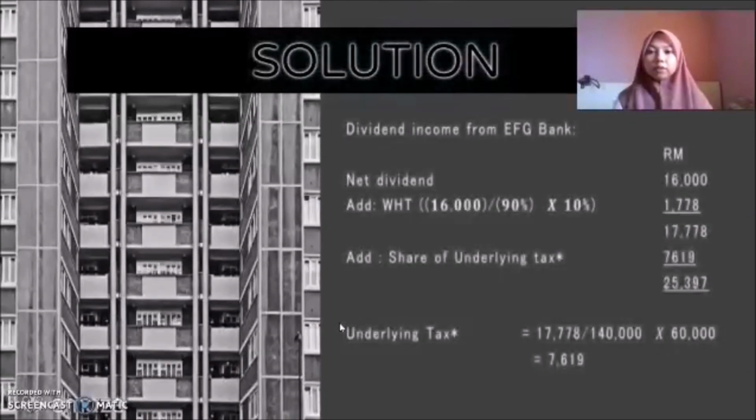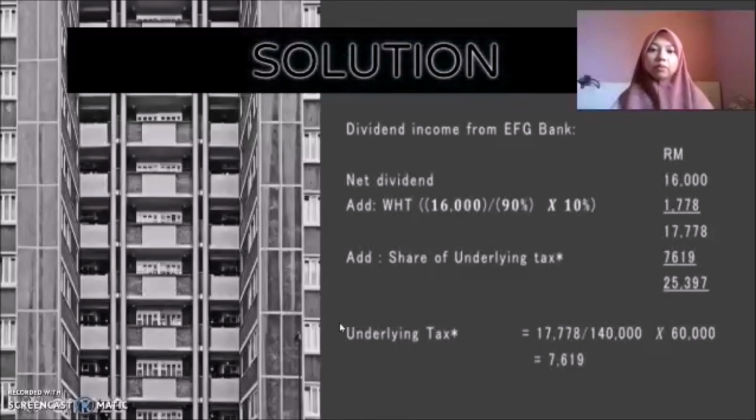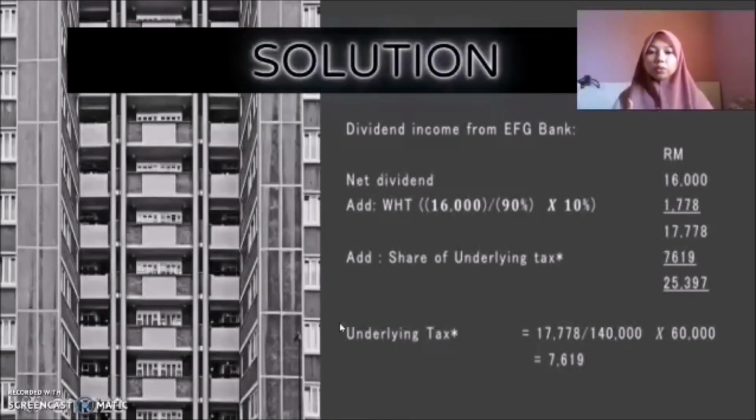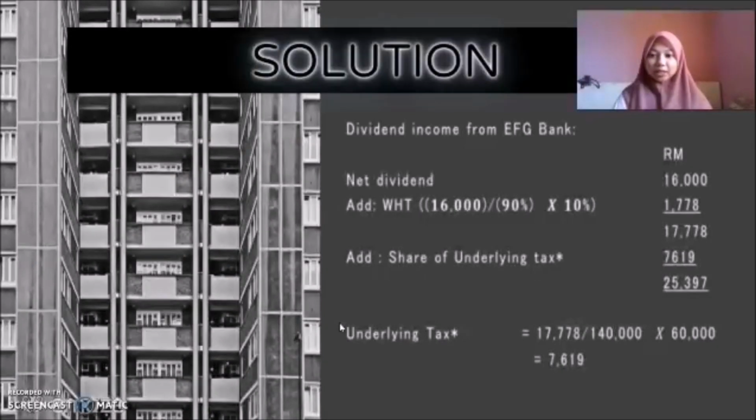This is the solution for the question. To calculate the underlying tax, we take the net dividend, add back the withholding tax, and that is the amount we use to calculate underlying tax. So you can see the solution here. That's all from me. Thank you.